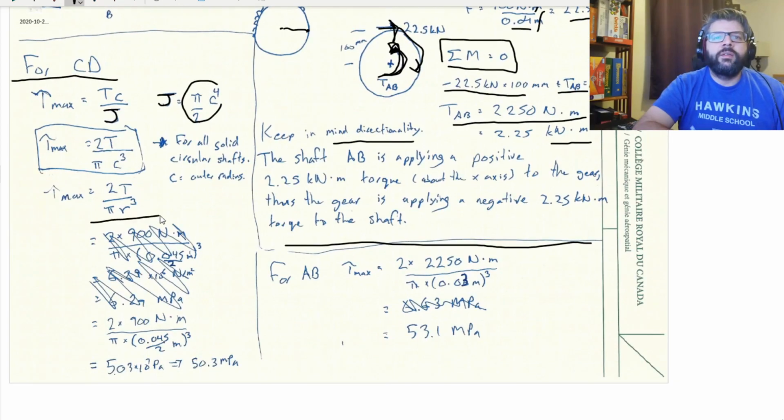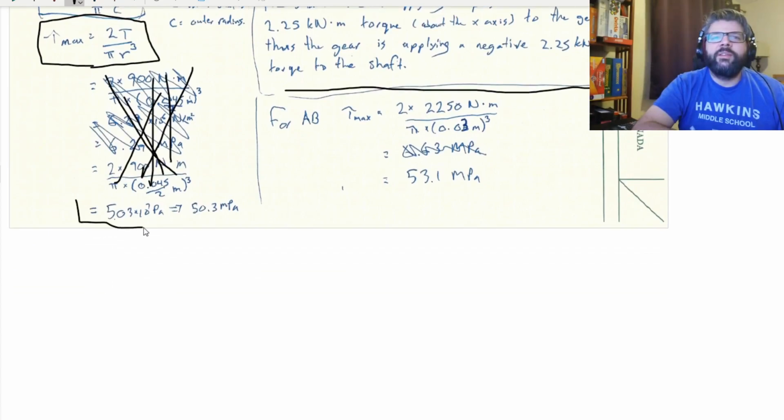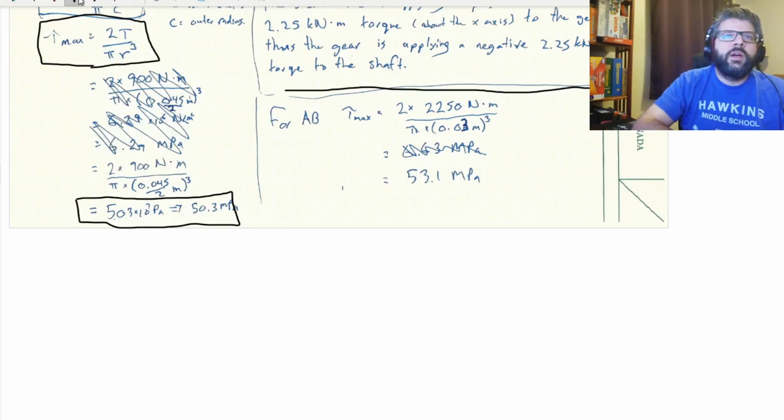That means that our tau max, if we want to put it in terms of radius as well, can be given as that. And this is me forgetting to calculate it in terms of radius. I plugged in the diameter instead, so again, you'll double check your work after. But plugging in our values gives us 2 times 900 newton meters divided by pi, and the 0.045 meters divided by 2.